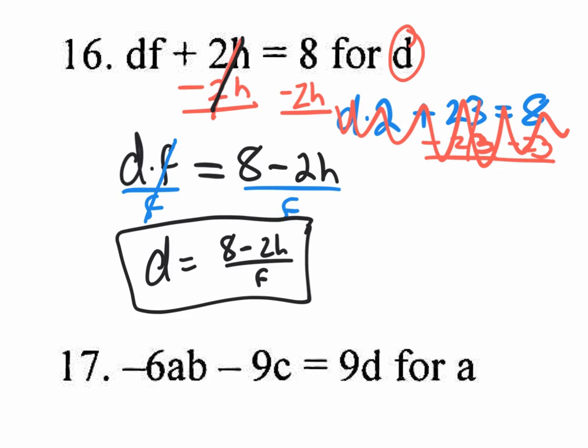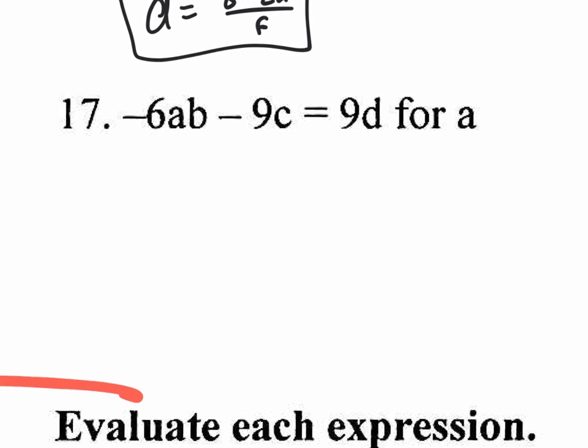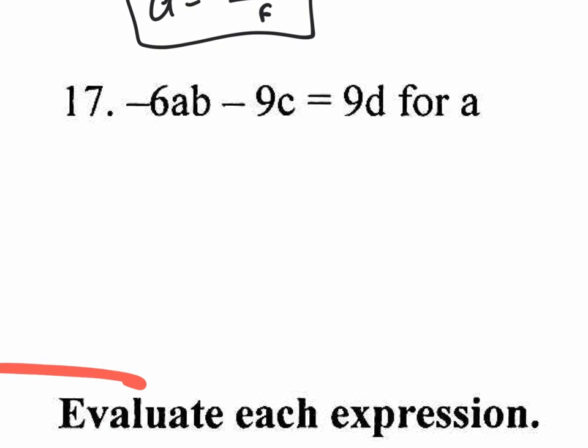So let's jump to number 17 here. Again, they want us to solve for A. So A is the movie star. Which one's the bum at the corner? 9C. So that's what we want to get rid of first. Remember, A is the movie star. -6 and B are both the movie star's buddy. There's a multiplication between the -6 and the A. There's a multiplication between the A and the B. So let's get rid of this guy.